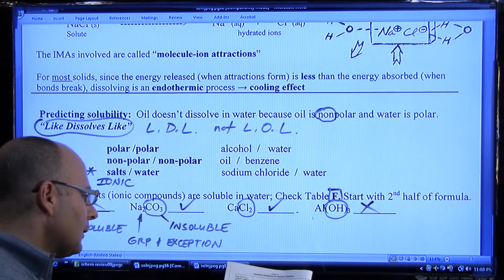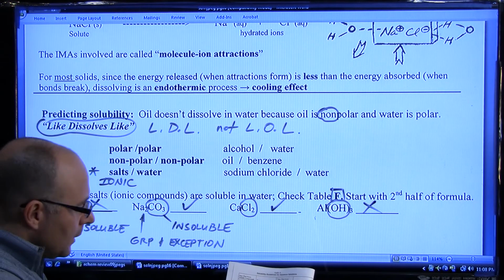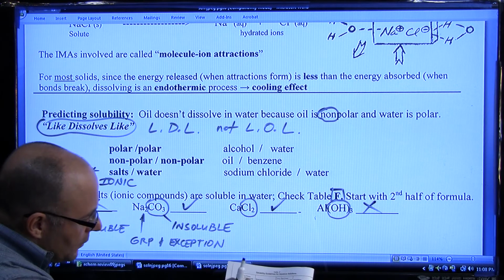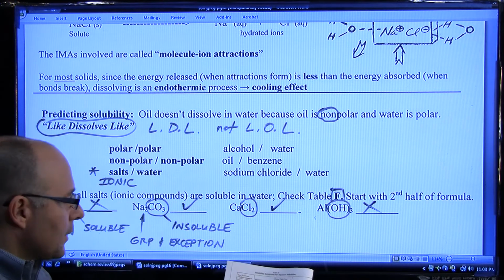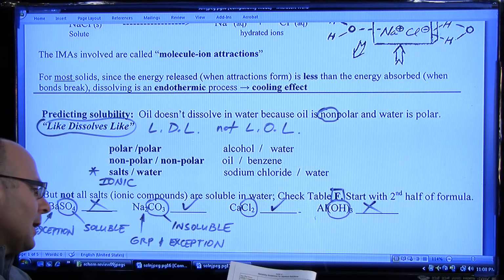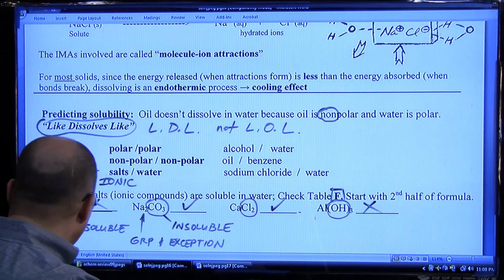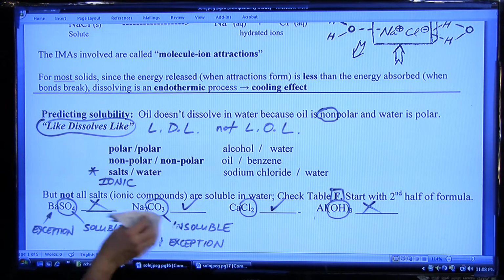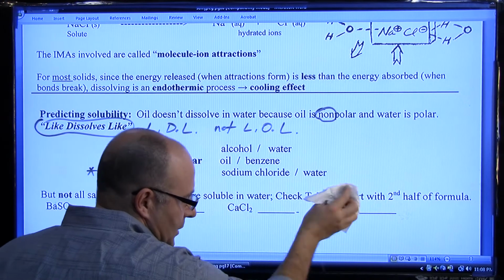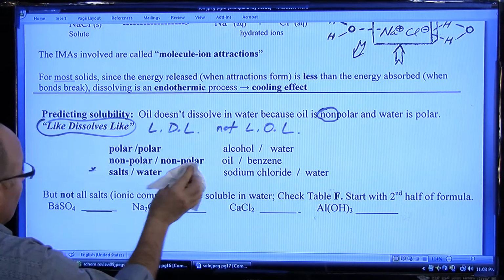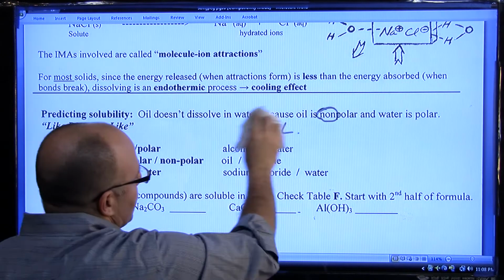So the key thing to remember in Table F, first of all, is that there are 2 columns. There are the soluble compounds with their exceptions, and then there's the insoluble compounds with their exceptions. And just think of the exception as a not, a reverse of what you have there. Okay, now that covers Table F, and even for that matter touches on Table E with the polyatomics, just to remind you of them.